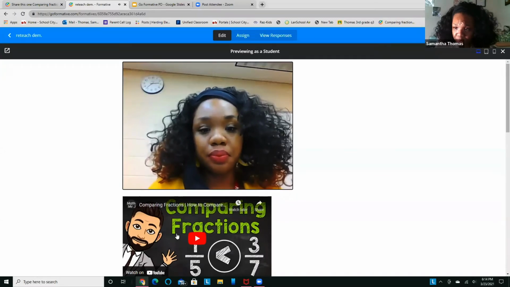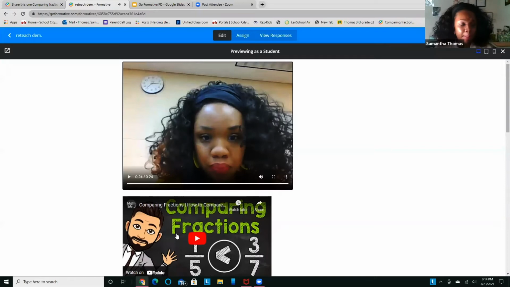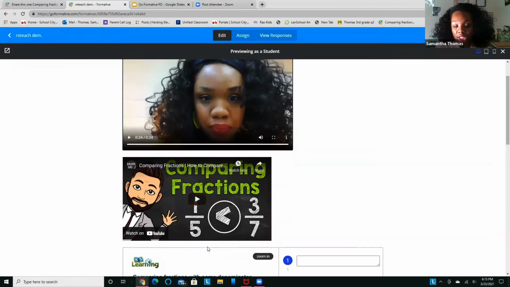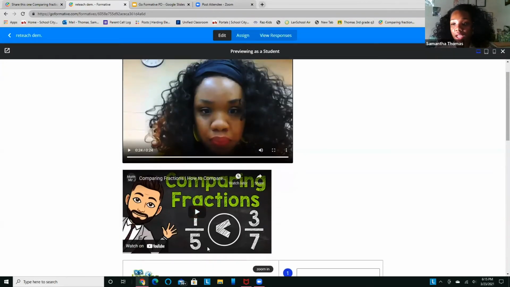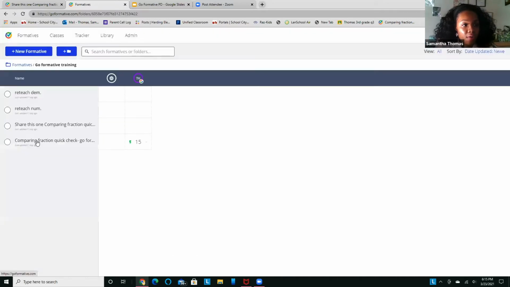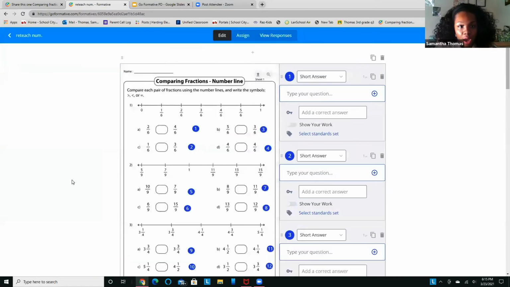So, as you are still collecting the data but you've already assigned these kids, you give them the directions right there in the video. They can watch another short video, and then you could assign them to a breakout group. You can pull them to the back table, however you choose to do your reteaching. And then I did the same thing for reteaching with a numerator, where this is their assignment.